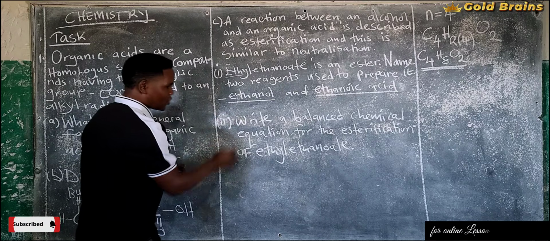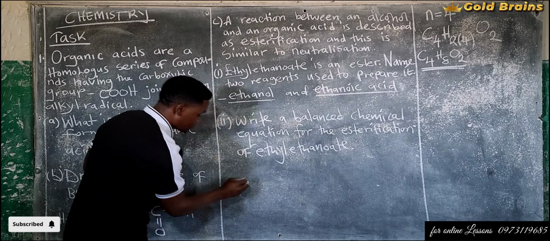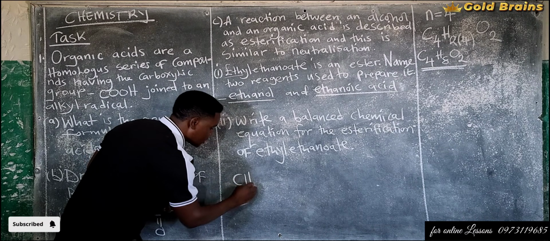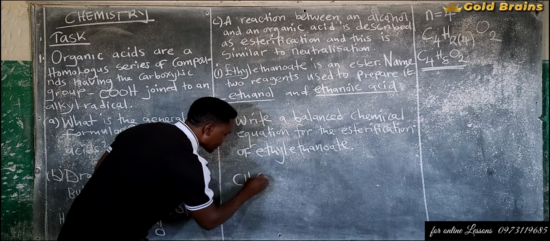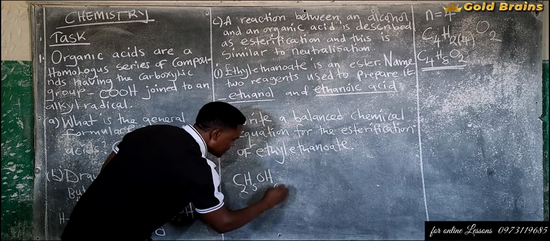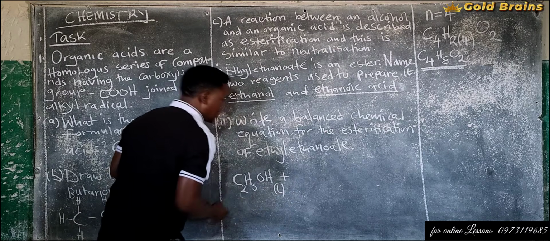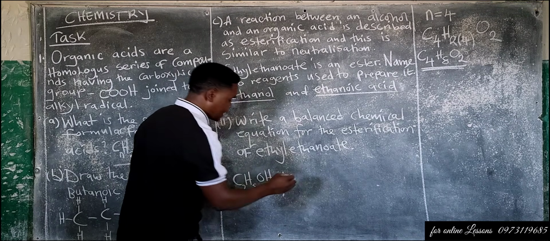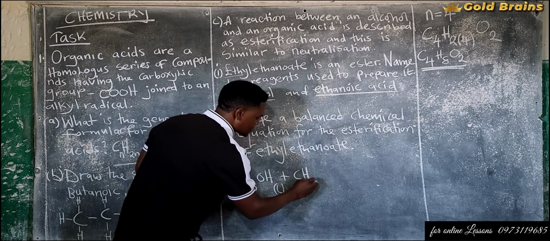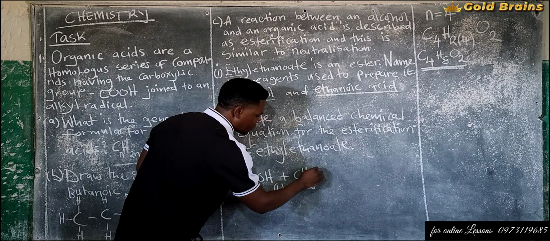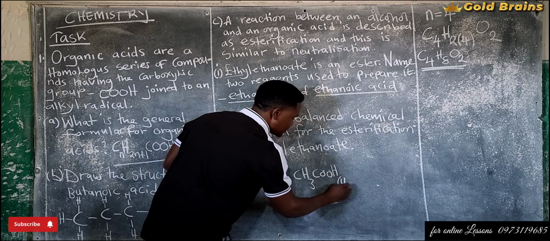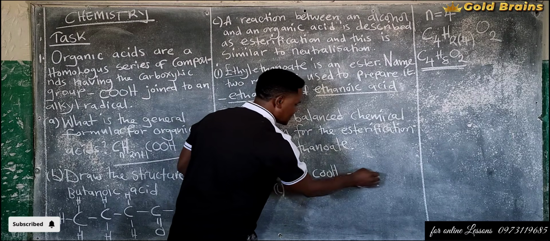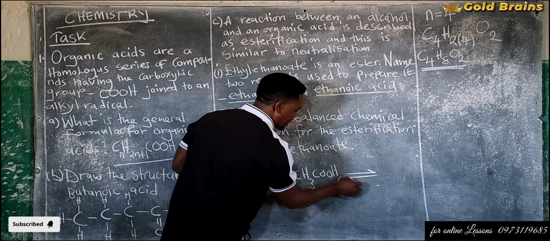So, ethanol is simply written as what? This is C2H5OH, and remember it's liquid. And then ethanoic acid is CH3COOH, then this is also liquid. Then this is a reversible reaction, so we can write it like that.